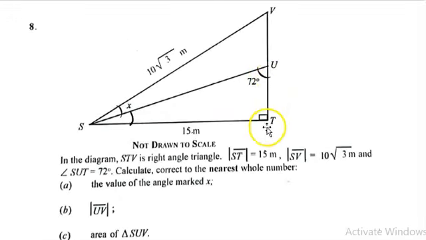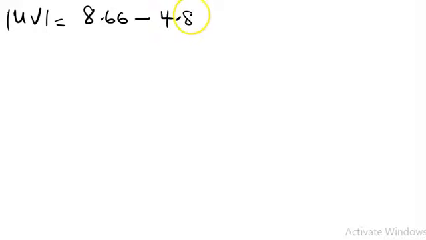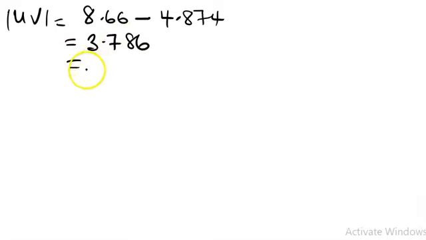Now we want to find UV. If we know UT and we know VT, then UV will be subtracting UT from VT. So therefore UV becomes 8.66 minus 4.874, which is 3.786. Now we were asked to correct to the nearest whole number, so we have 4 meters.